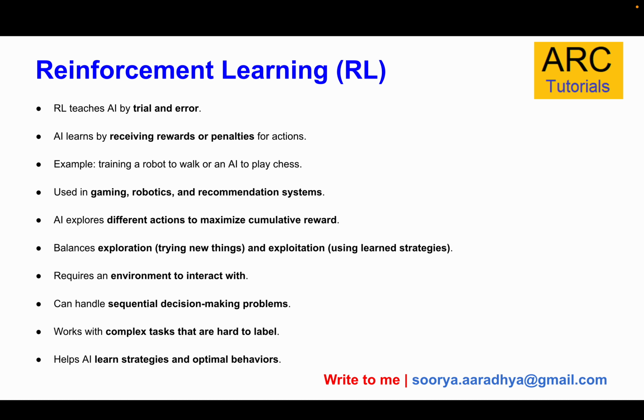The third type of learning is called reinforcement learning, where you teach AI by trial and error. Here the AI learns by receiving rewards or penalties for actions. For example, let's say you're training a robot to walk on a certain path. If it makes a mistake, you correct it, so next time the robot knows that it needs to take this particular path. In the same way, when you are training AI to play a game, let's say chess, if it makes a wrong move, you correct that and say no, this is the correct path, right? So that's basically trial and error.